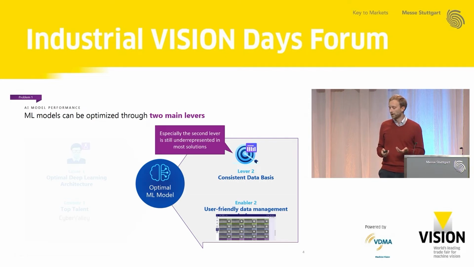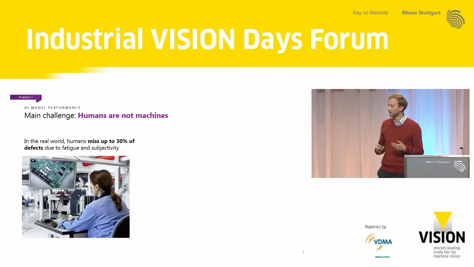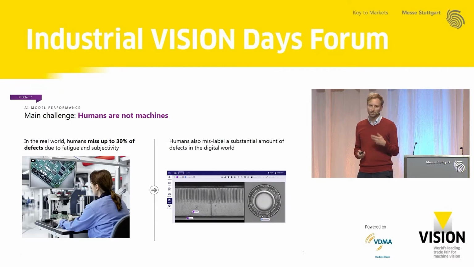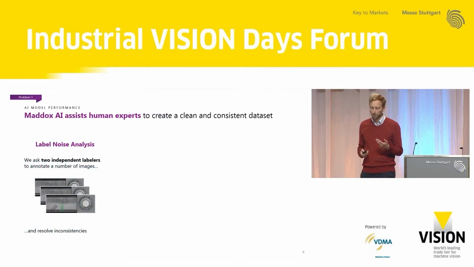So why is that even a problem? We know from real life that humans are not machines. And humans just make mistakes, due to fatigue, due to subjectivity. And the same is true for the digital world. We obviously have to teach the model what is good or bad. And we have to ideally assist the user who teaches the model to see that he or she did not miss a scratch or did not mislabel something. So ideally, we have some assistance in doing so. And that's what we're trying to build with Maddox AI. So we have several digital tools and agents that help us. And I want to talk about 3 of them.